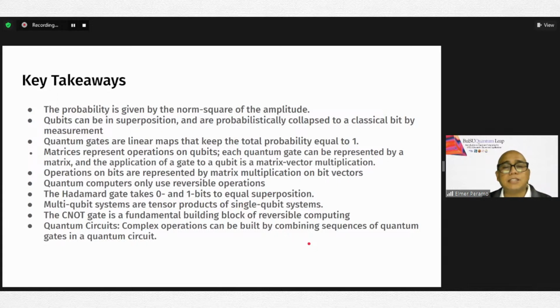The Hadamard gate takes 0 and 1 bits to equal superposition. So it takes it from the pole to the equator. And the multi-qubit system are tensor products of single qubit systems. I haven't discussed this yet. And then complex operations can be built by combining sequences of quantum gates in a quantum circuit.